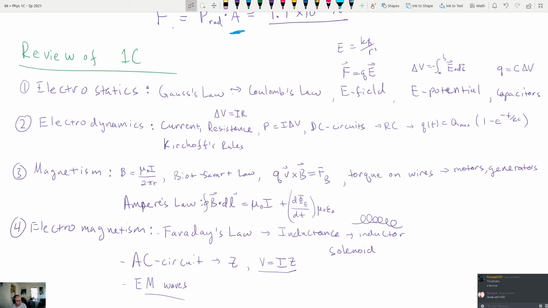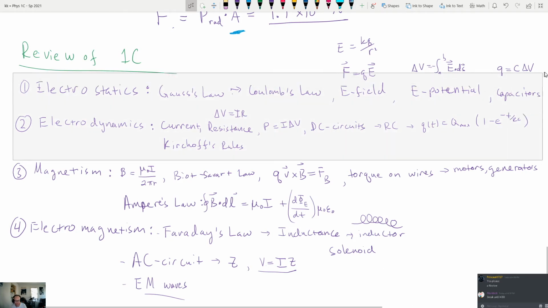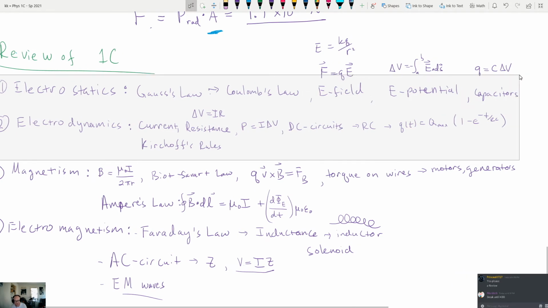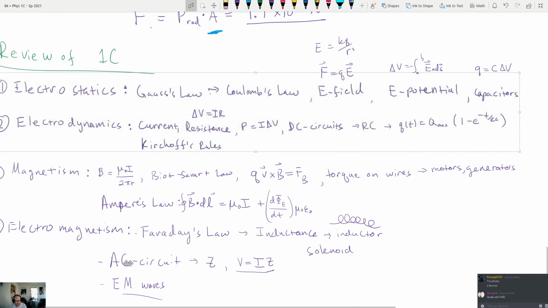So you're going to be tested over primarily number 3 and number 4 here, because the first exam covered number 1 and number 2, right? But that doesn't mean that you don't need to know all this stuff to do well on the final, because you're going to need to know what a capacitor is, right? You're going to need to know what an electric field is. You need to know what electrical current is, and you need to know Kirchhoff's rules to some extent.